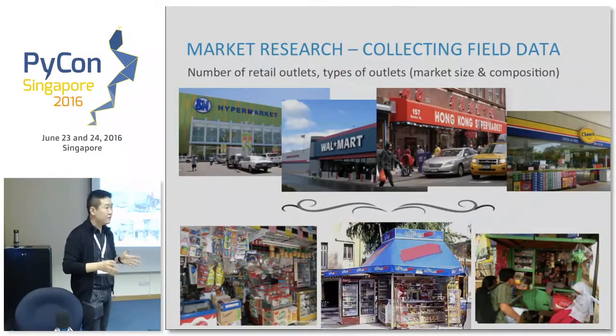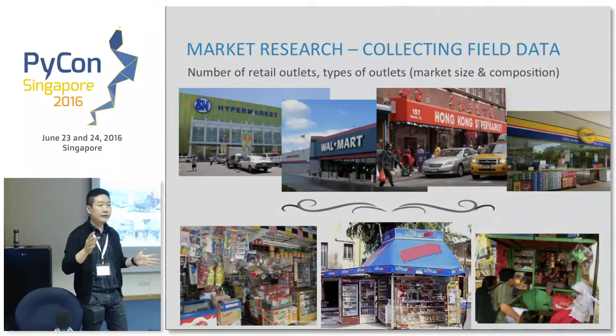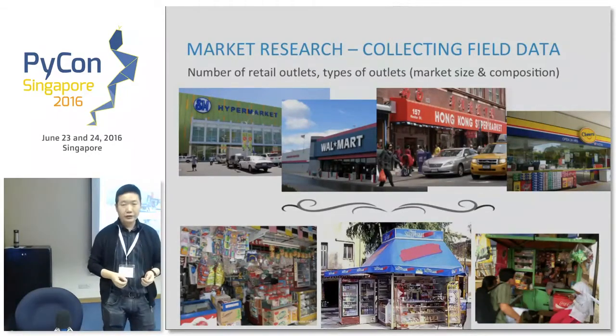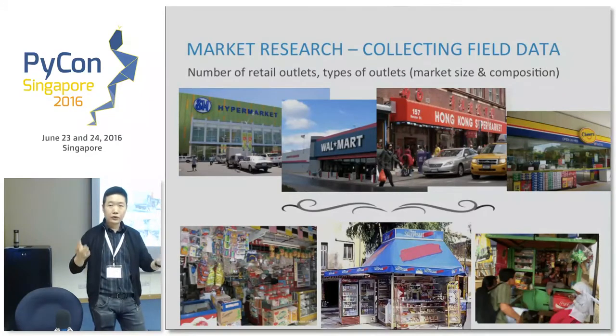The size and composition means we have to send our data collectors out to comb the entire area, identify the retail outlets, in this case the sales outlets, the stores. Then we classify the stores based on certain criteria, and also check what kind of products are being sold in the store. These are the information that are important and relevant to our client. Why do they need this information? Because they need to know the size and also the composition of the retail market in order to make strategic investment, whether they want to open up a new product line and launch it in that country, or start up a new manufacturing plant.